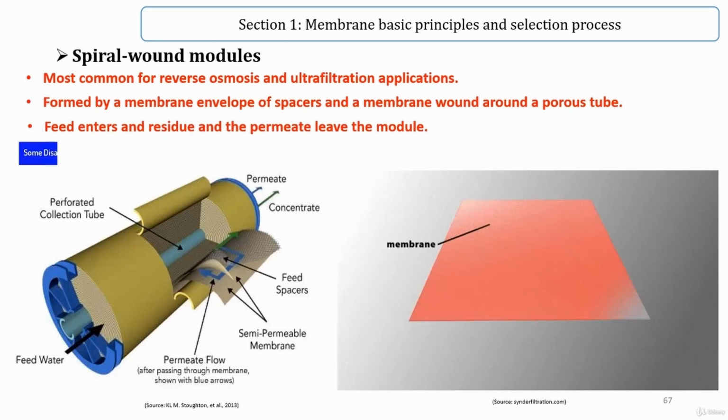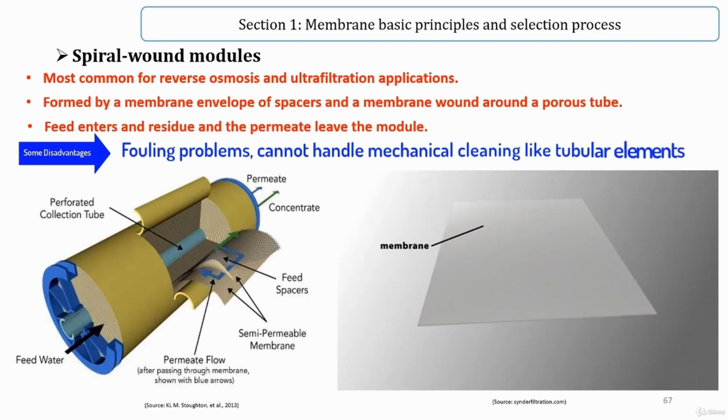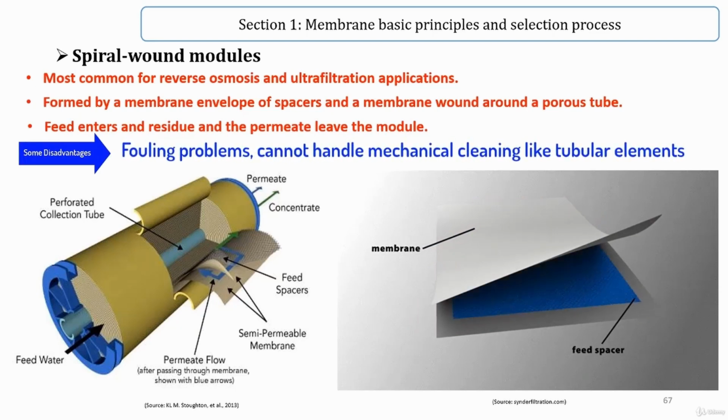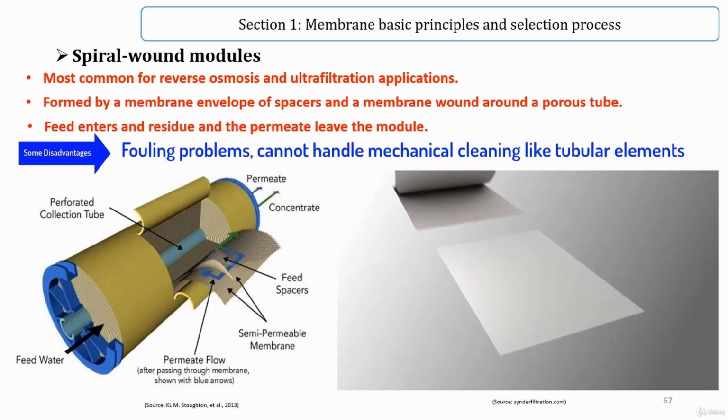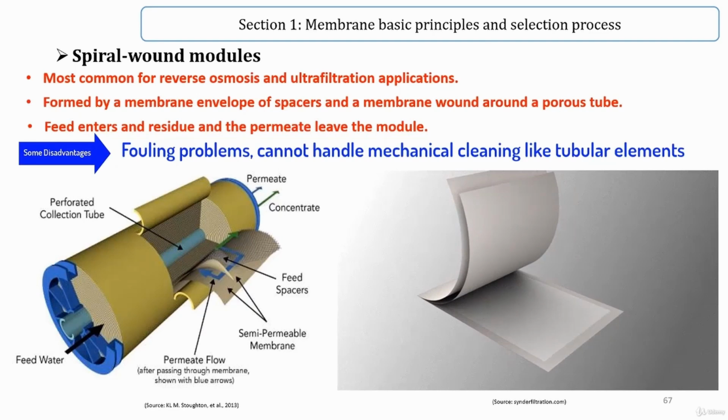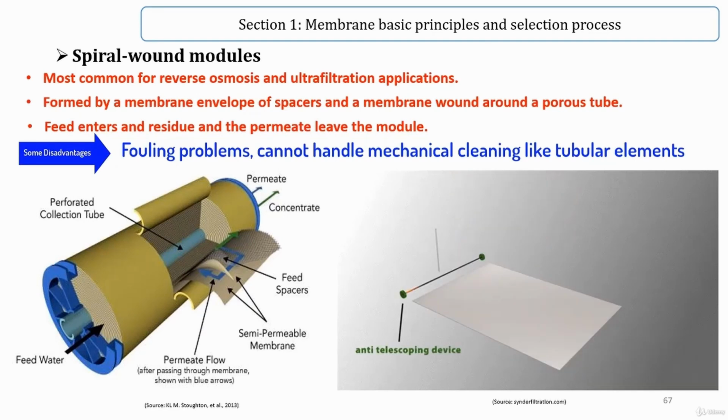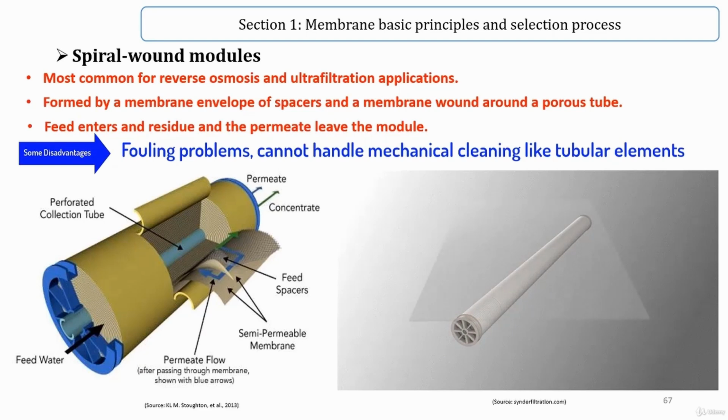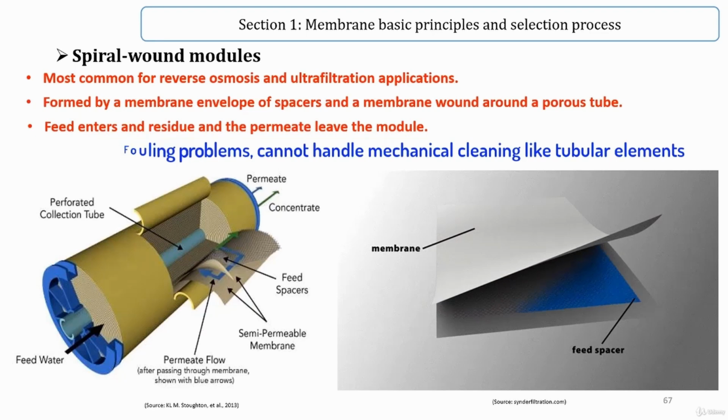Some disadvantages. Spiral element fouling is greater than fouling in tubular filtration processes. Due to the high packing density, total suspended solids must be reduced to a minimum, less than 5 mg per liter, in the feed stream to prevent plugging of the membrane. Spiral elements also cannot handle mechanical cleaning like tubular elements and have lower packing density than hollow fiber.